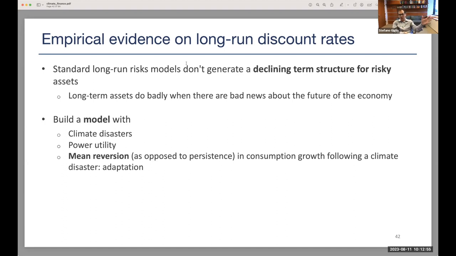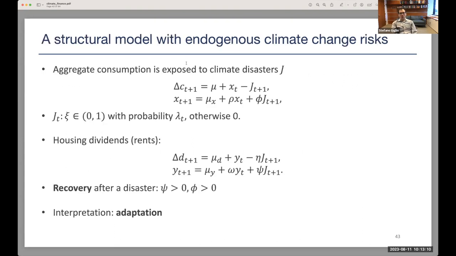Of course, there will be other calibrations that might hit some of these moments or others, okay? But our calibration is meant to explain the average equity premium, the average housing premium, the long-term discount rate in housing, and so on. So what is the model? The model is actually very simple, okay?